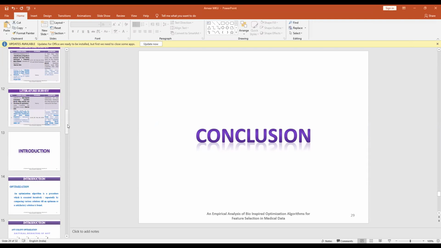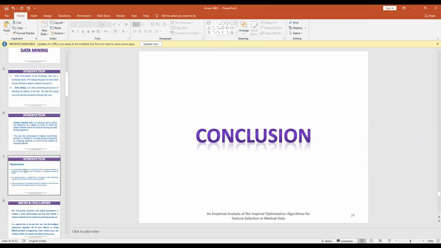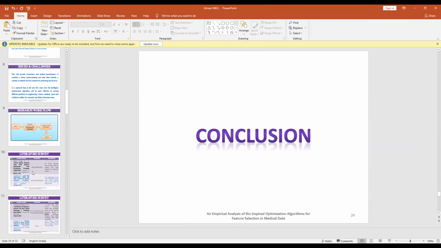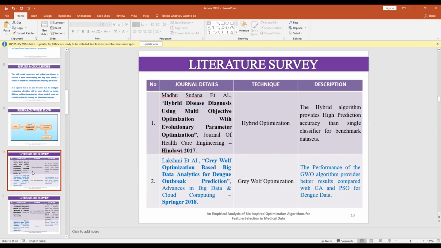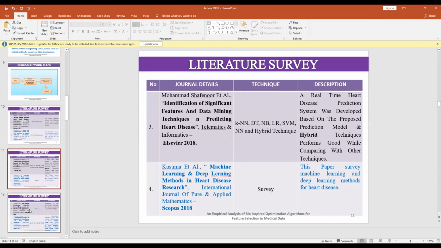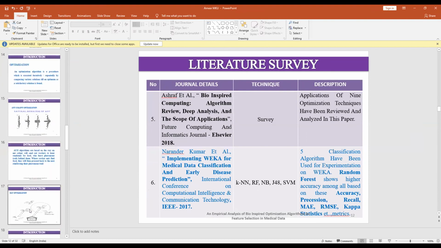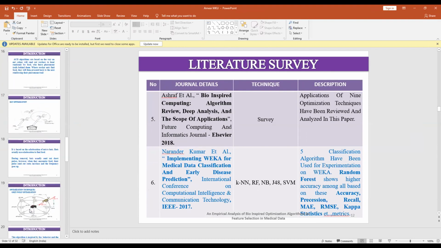Your title is an empirical analysis of bio-inspired optimization algorithms for feature selection in medical data. But as per your presentation, you referred to a few papers in the literature review, and I think all the papers are very old, 2017, 2018 like that. Why have you not referred to the latest papers? Number two, there is no proper architecture showing how your work is going to execute.